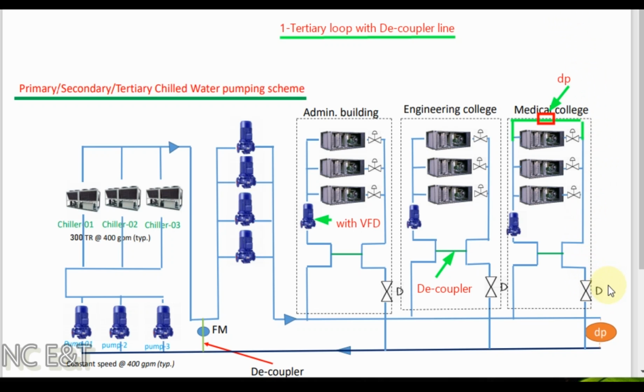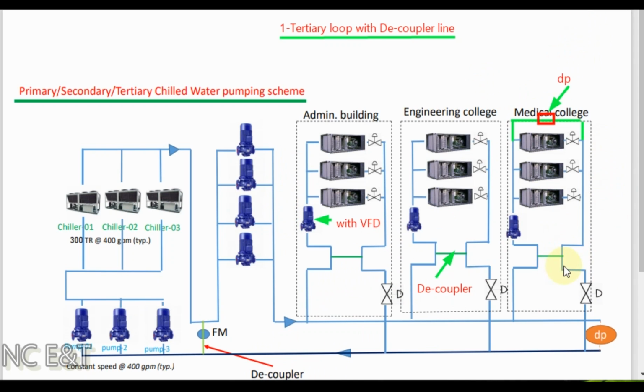After this, the two-way valve located at the secondary loop senses the lower demand of chill water in the tertiary loop and sends a signal to the variable frequency drive to slow down the speed of the secondary chill water pump to maintain the chill water flow as per the building requirement.